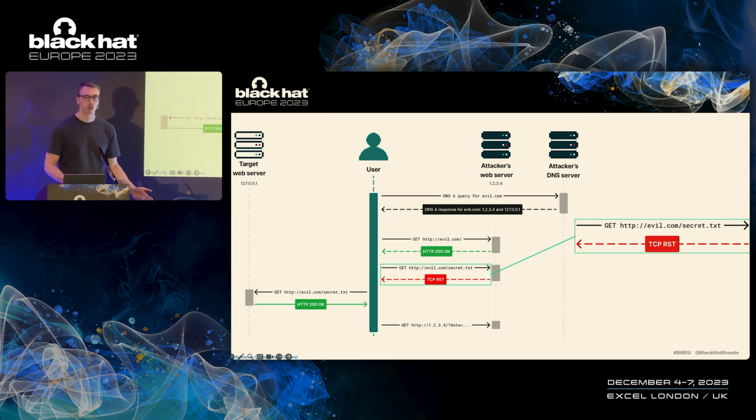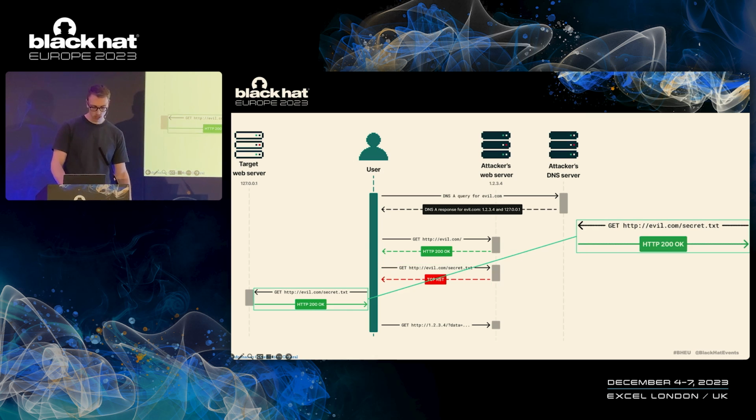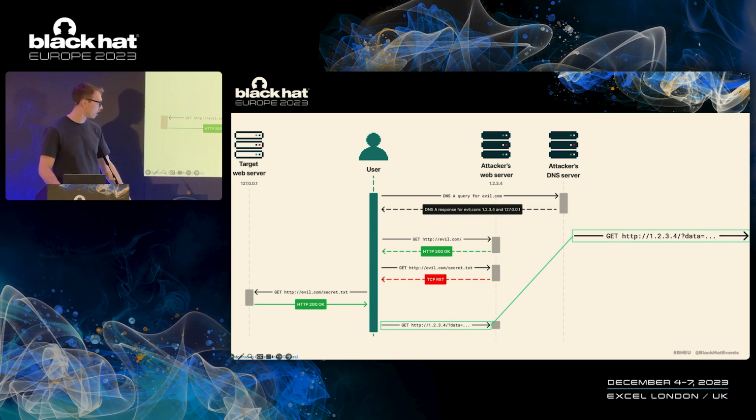Now, when we get that request for the file to our web server, we reset the connection, and the browser knows that it can't really use that IP address anymore. The web server is unreliable. So hopefully, it falls back to the target web server as the only other IP address it knows for that domain. And it gets the secret.txt file. As before, this is all under the same origin, so the JavaScript that sent that request can read the response and send it back out to our server.